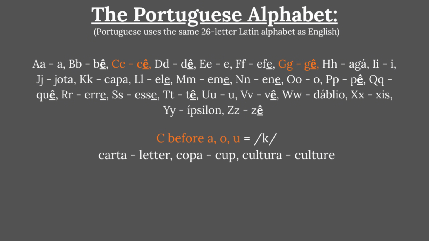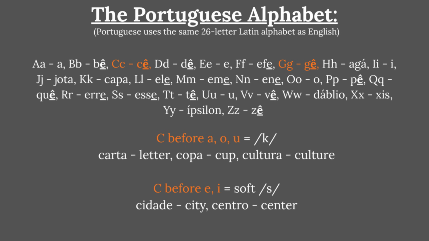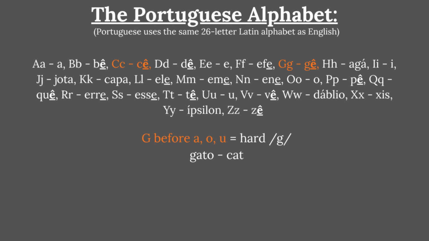When C is placed before A, O, or U, it sounds like K, as in the words carta, copa, cultura. When placed before E or I, it usually sounds like S, as in the words cidade, centro. This sound rule is also true for the letter G.